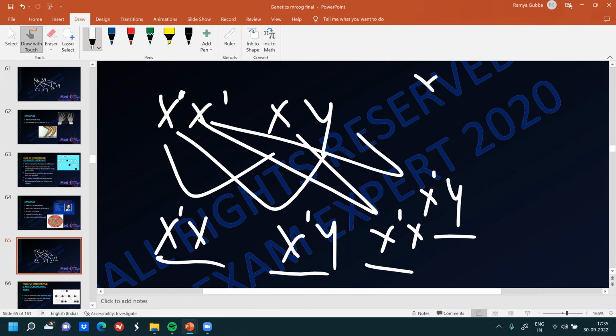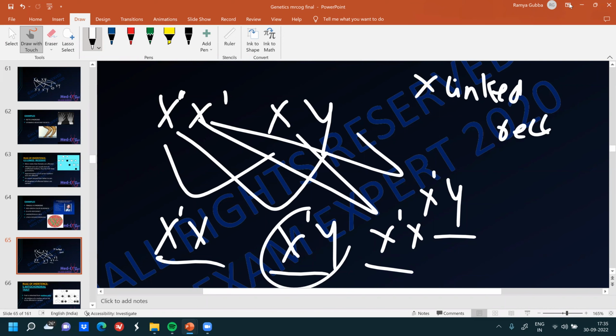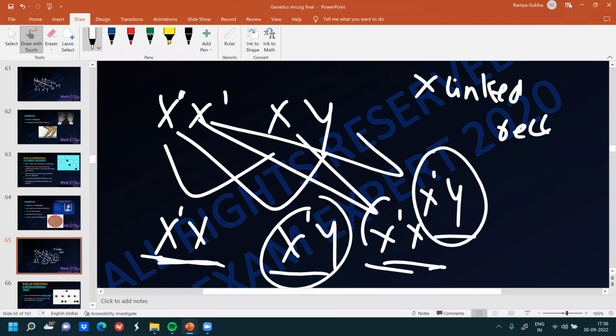Yes. So in X-linked recessive, you will see more disease in whom? In X-linked recessive, you will see more disease in the males because males require only one X chromosome to express the disease, whereas females will require both X chromosomes to express the disease. So females will act as carriers and in X-linked recessive, males will have the disease. That's all. If you are able to observe this much in the pedigree, you will be able to answer.